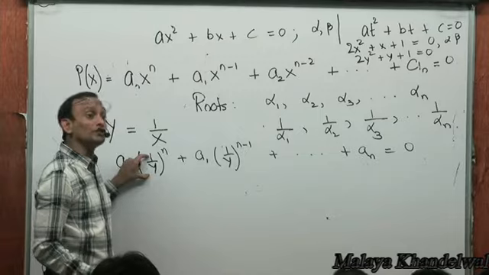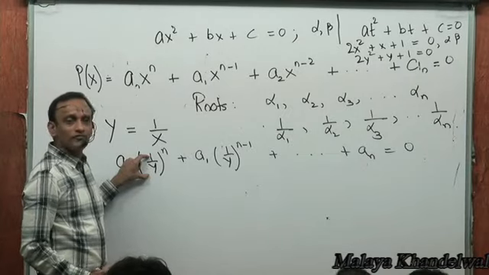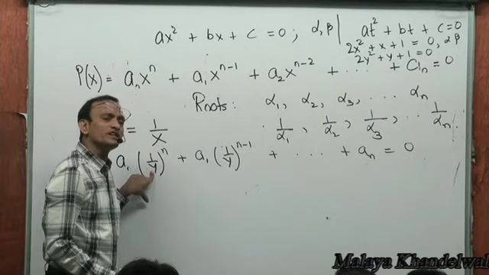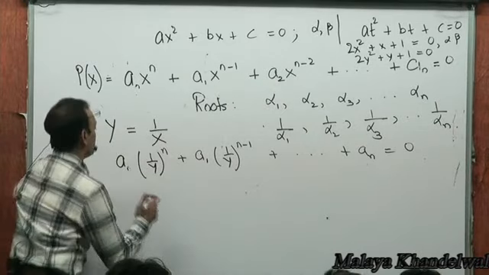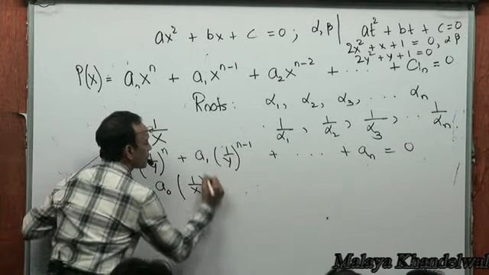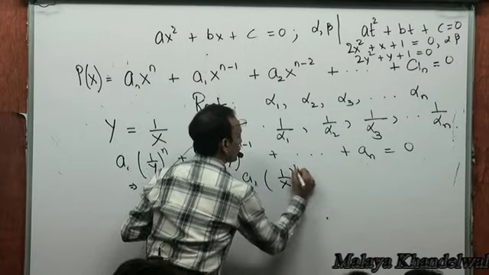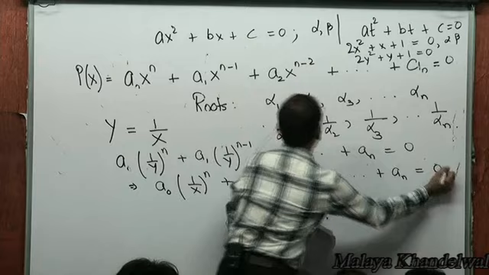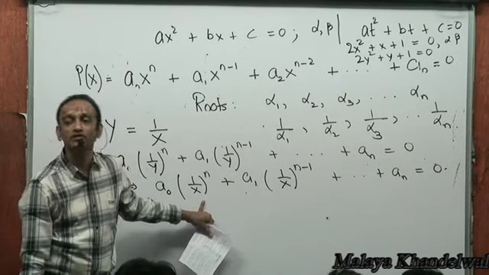So if you solve for y, the roots would be 1 by alpha 1, 1 by alpha 2, 1 by alpha 3, 1 by alpha n. Now if you replace y by x, what would be the roots in x? 1 by alpha 1, 1 by alpha 2, 1 by alpha 3, 1 by alpha n. So which means this equation, when you solve for x, would give you roots 1 by alpha 1, 1 by alpha 2, 1 by alpha 3, 1 by alpha n.